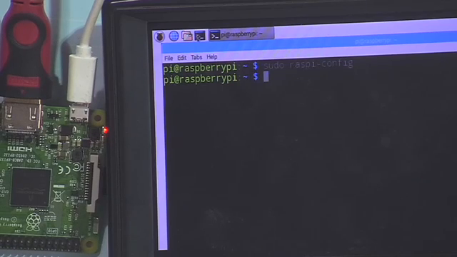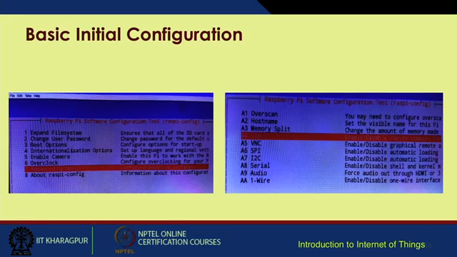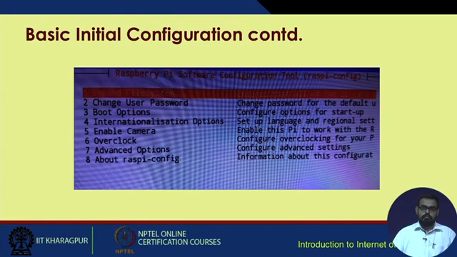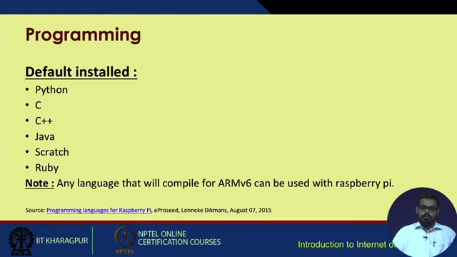Now coming back to the presentation, once the SSH has been enabled, we have covered this. Then file system expansion we have explained. As you remember from the live demo, this option was there, the first option, expand file system. Post this, as I've already told you, the basic default programming languages which are installed are Python, Java, C, C++, Scratch and Ruby. So more or less any language that will compile for ARM version 6 can be used easily with Raspberry Pi.